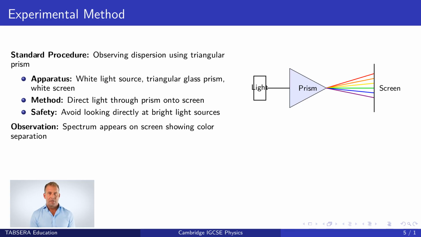Safety is paramount. The main hazard is bright light, which can damage eyes. Therefore, you must never look directly at the light source or reflected beams. The diagram shows the complete setup with light traveling from source through prism to screen, where the spectrum becomes visible.